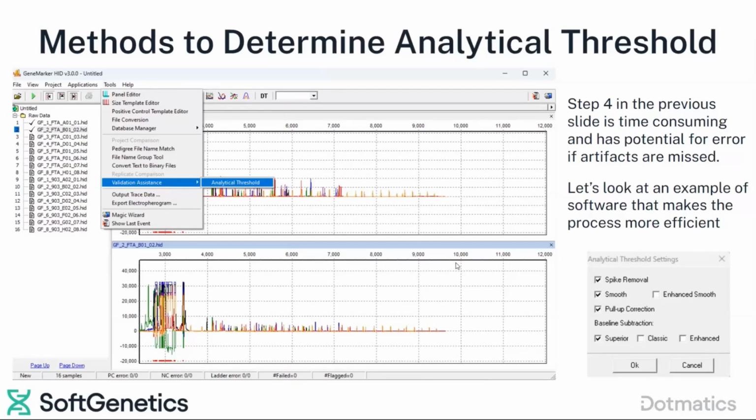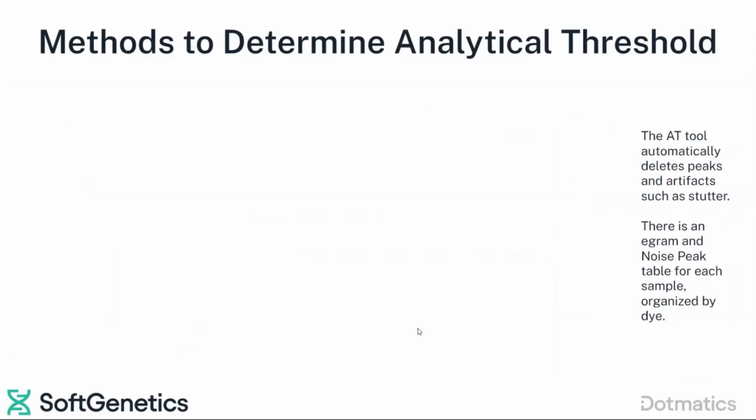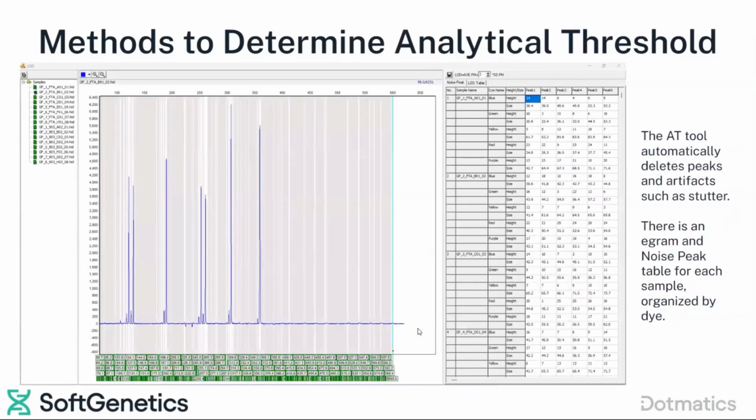And so when this is selected, a pop-up box comes through, and we have selections for the type of baseline subtraction and pull-up correction, smoothing and spike removal. So we'd say okay to that. And the screen that is then displayed is the analytical threshold tool. It's automatically detecting the peaks and artifacts, and it does not call the allele peaks, the stutter peaks, or the areas of pull-down. These are not detected.